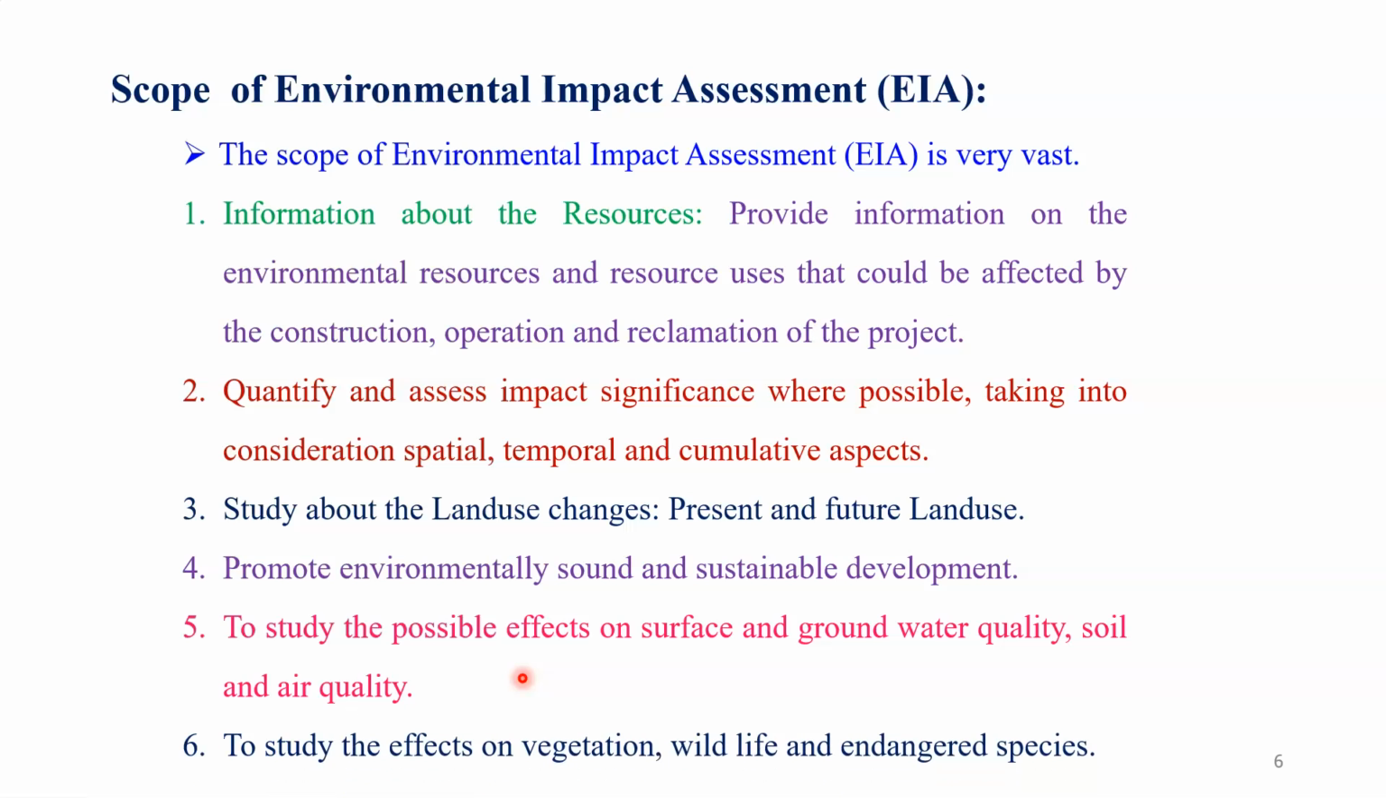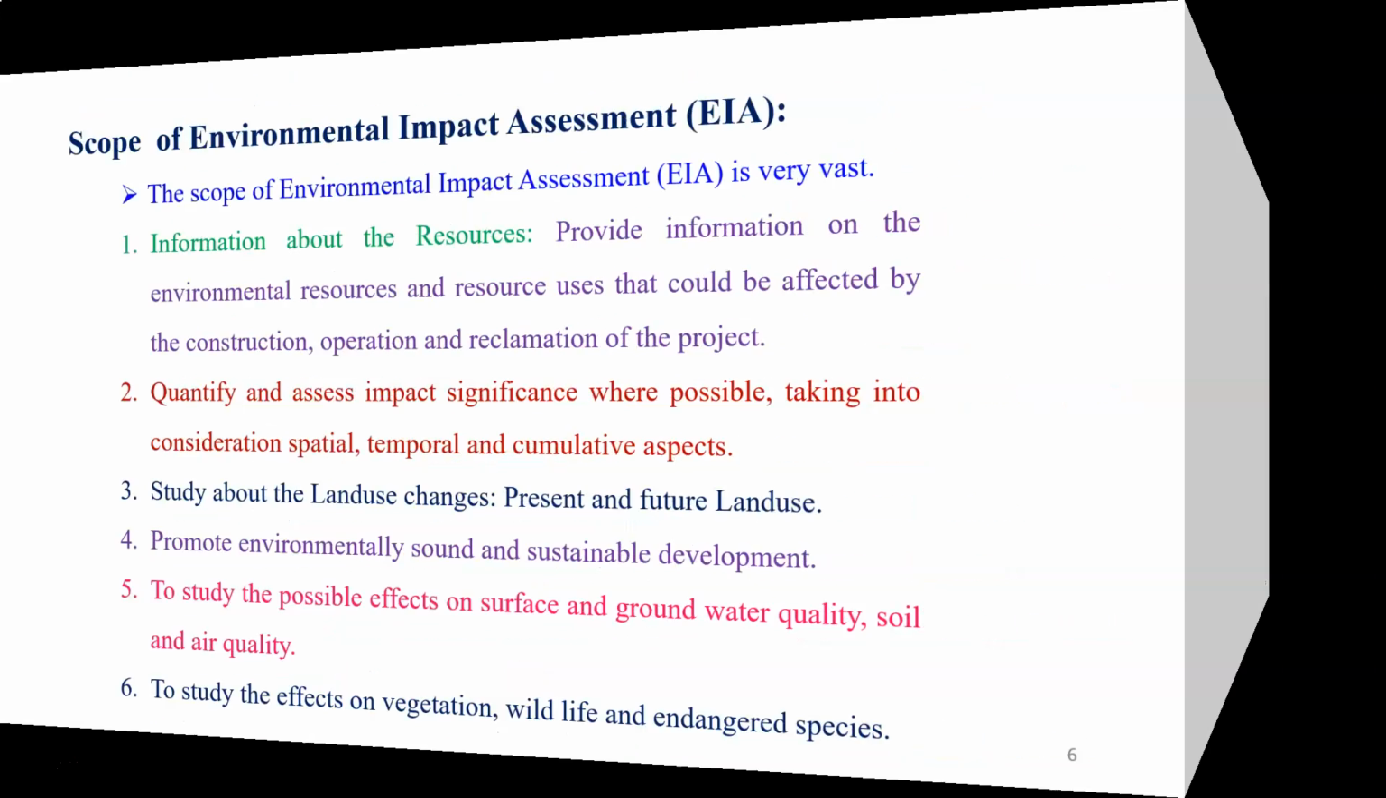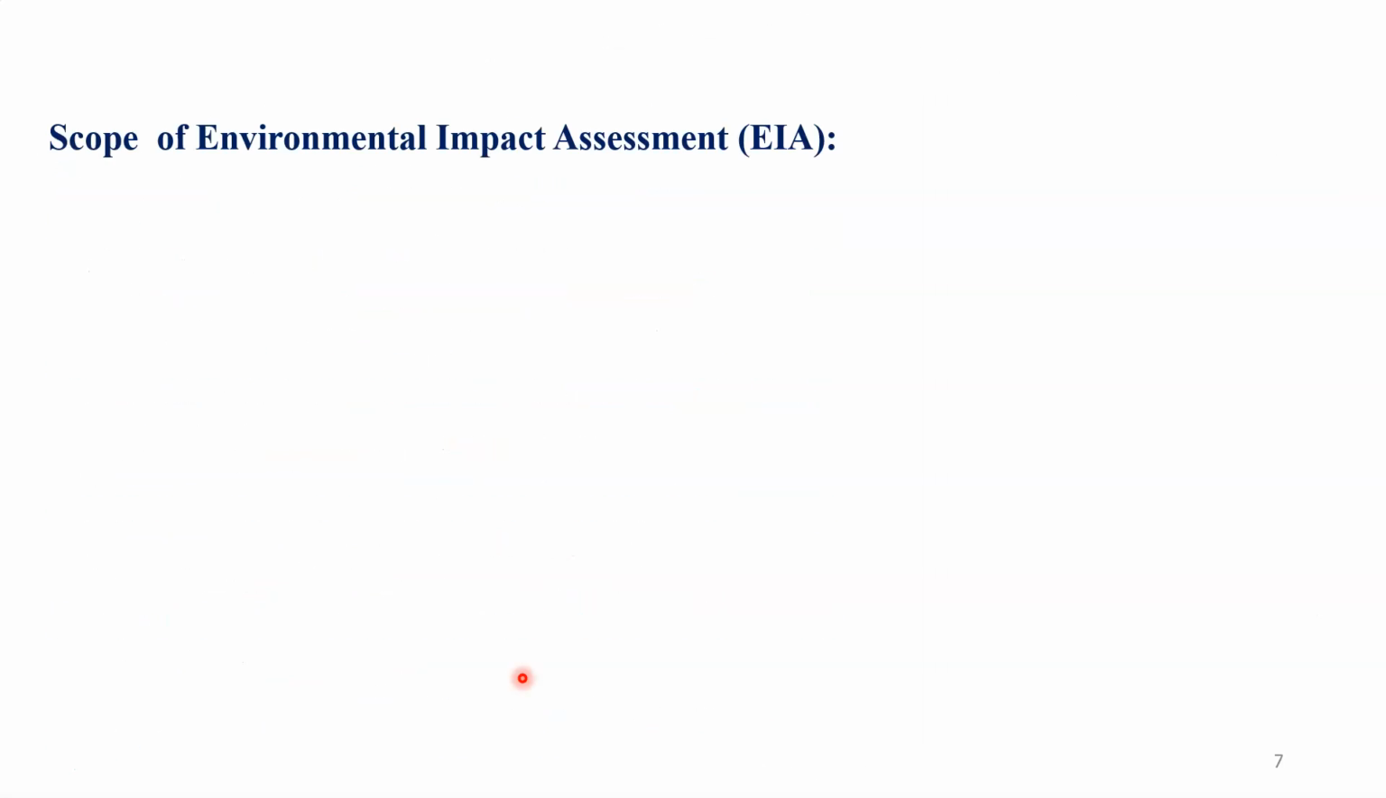To study the effect on the vegetation, wildlife and endangered species, that is very important. So in short, we can say on the ecology and the ecosystem, because, sir, biodiversity is very important. To protect the biodiversity and the ecological balance is very important for human beings. So this is also considered during the environmental impact assessment program.